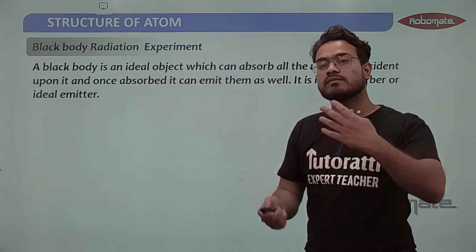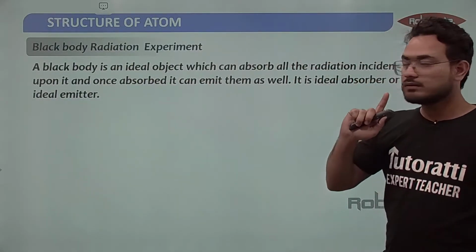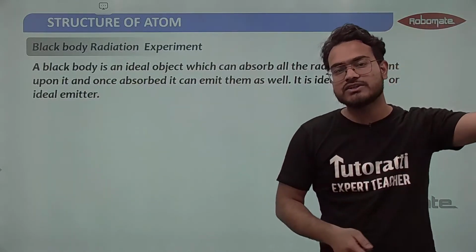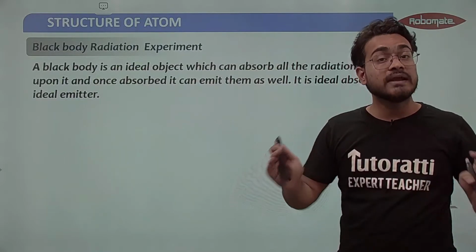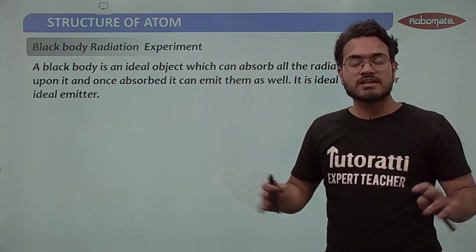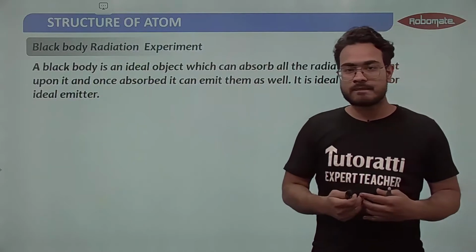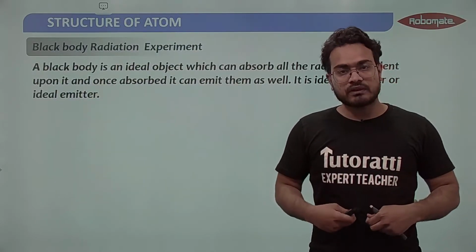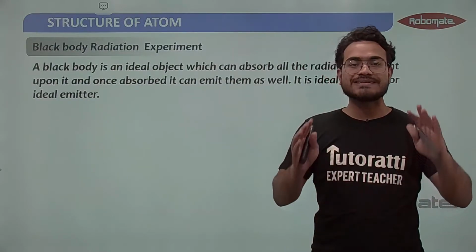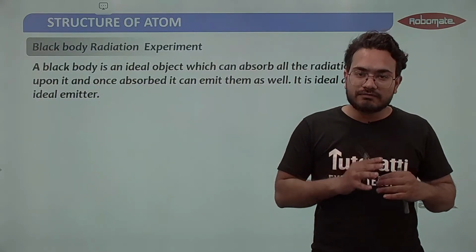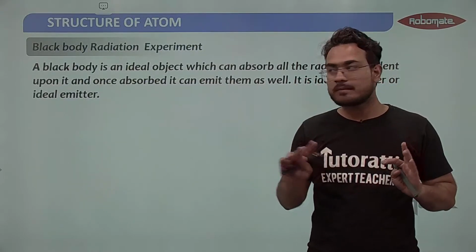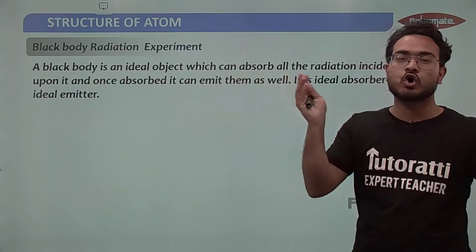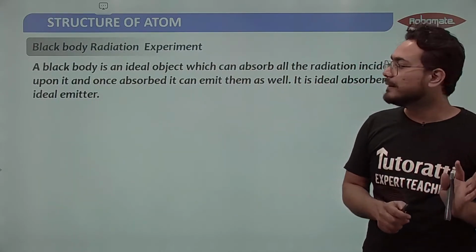What is a black body? A black body is an object which can absorb all the radiation. Not only absorb, it can also emit all the radiations. See how you see colors. How are you seeing that this is a black color? It means this particular cloth is absorbing certain wavelengths and reflecting certain wavelengths. A black body absorbs all the wavelengths and can also emit all the wavelengths. This is called a black body.